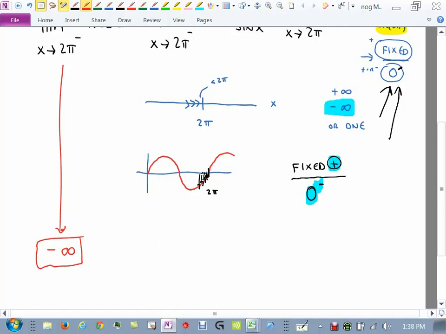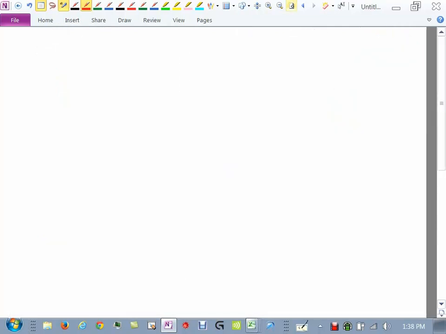Well, I hope that makes sense. Okay, let's take a look at another one. This one's kind of tricky. Limit as x approaches infinity of, in parentheses, square root of 9x squared plus x, minus 3x.